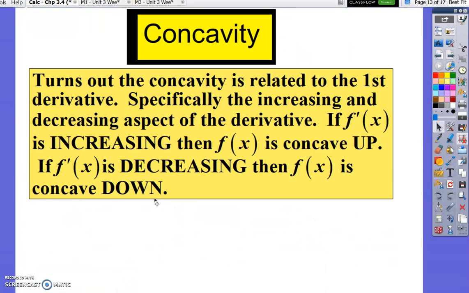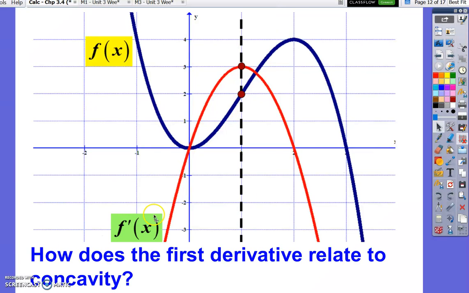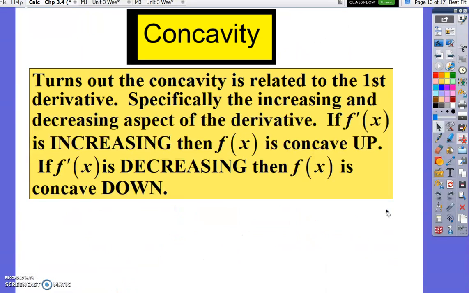So here is the relationship. It's related to the first derivative, specifically the increasing and decreasing aspect of the derivative. If f prime of x is increasing, then f of x is concave up. If f prime is decreasing, then f is concave down. So look at that. When it's increasing, the function is concave up. When it's decreasing, the function is concave down. That's the same kind of relationship we have.